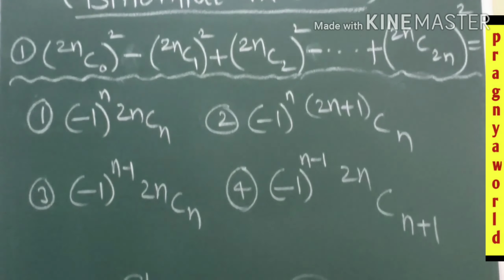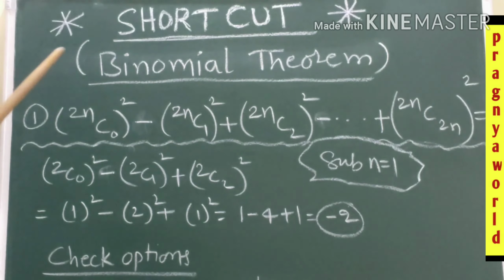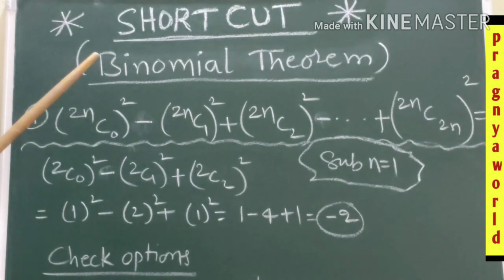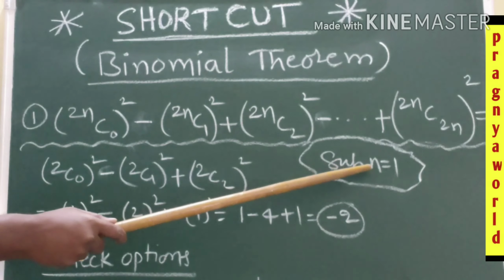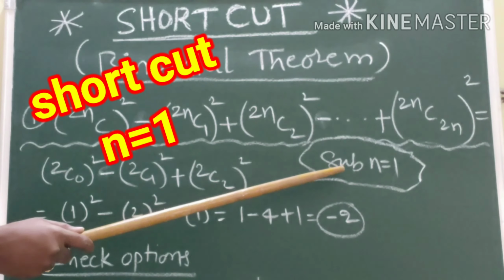Discuss about shortcuts on binomial theorem. If you observe previous JEE Mains and IIT problems, there are a few problems based on binomial coefficients. Take n is equal to 1, and this is the applied shortcut.